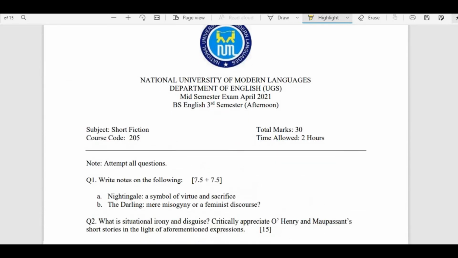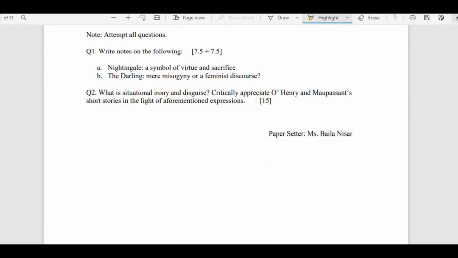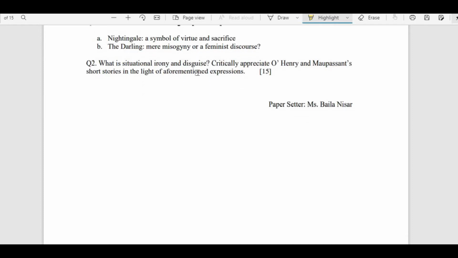the paper of short fiction. Question number 1, write notes on the following. Part A is Nightingale, a symbol of virtue and sacrifice, and the darling, mere misogyny or a feminist discourse. So as you know, the short story Nightingale by Oscar Wilde, its basic focus and basic theme is virtue and sacrifice. The Nightingale gives his life, sacrifices his life for the sake of love, and it's a symbol of virtue as well.